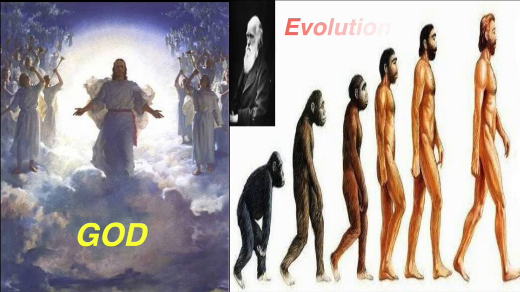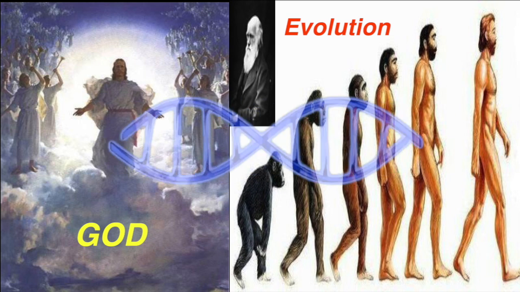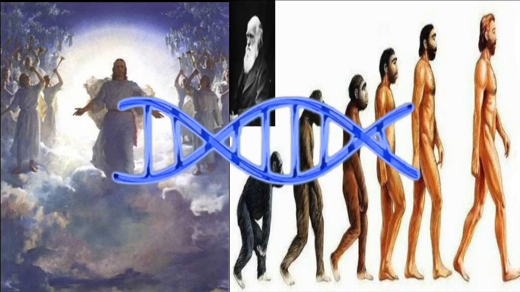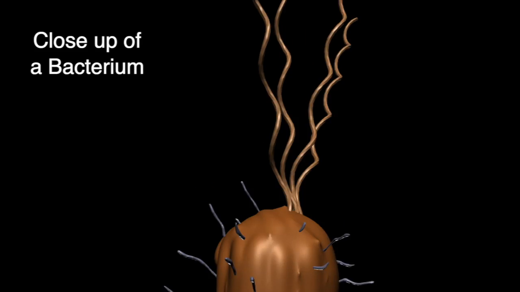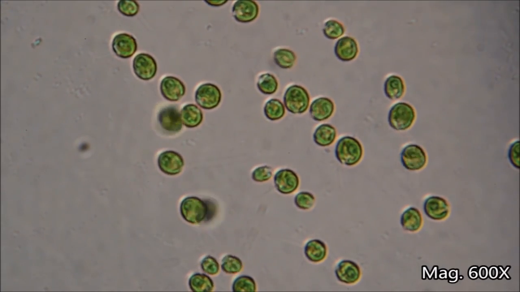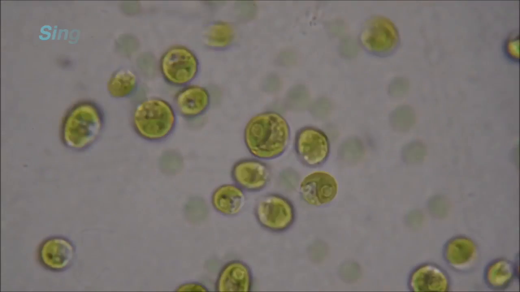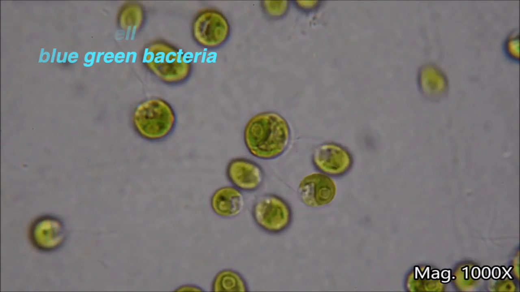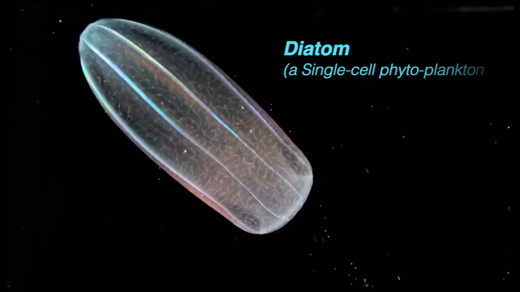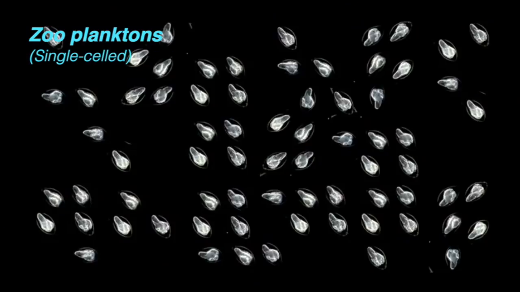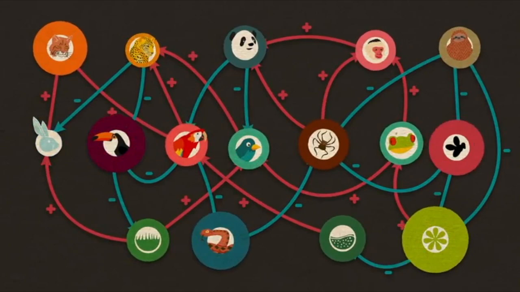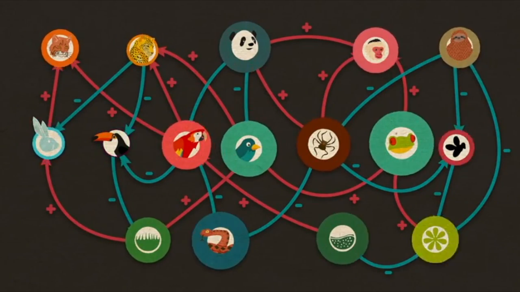Whether you believe in deity or Darwin, somehow atoms link into DNA. DNA makes atoms into a cell. The simplest life forms have one cell. Blue-green bacteria is one type. Here are more examples. Some zooplankton are single-celled too. Next, life with many cells.